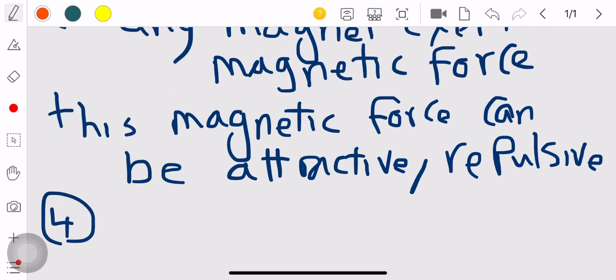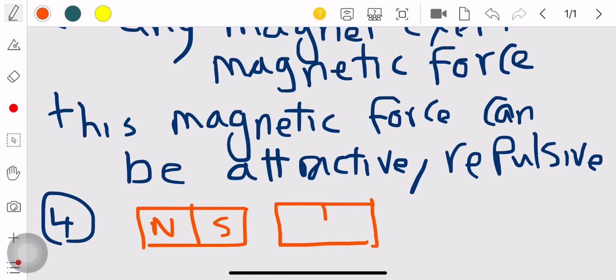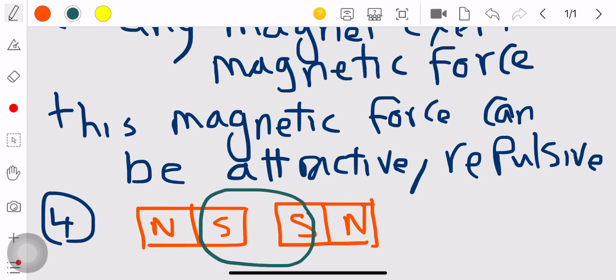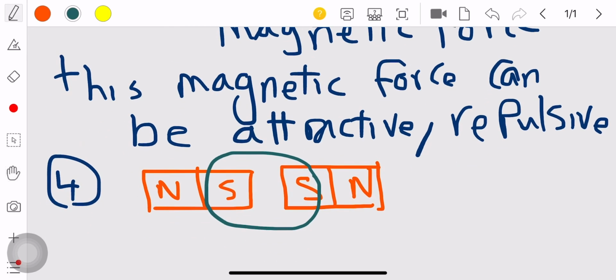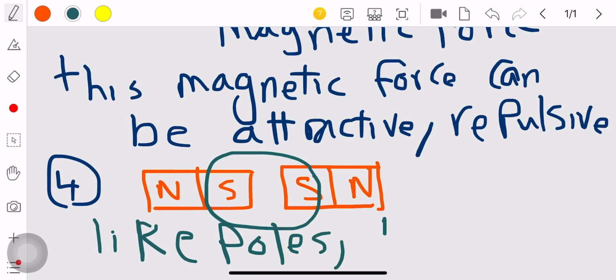Yes, like poles. Say that we have this magnet here, N and S, and we have a nearby magnet here, S and N. Do you think these two magnets will repel or attract? What do we have here? Like poles or opposite poles? Like. So like looks like negative, negative, positive, positive. Will they attract or repel? Yes, they will repel. So the fourth property is that like poles will repel.